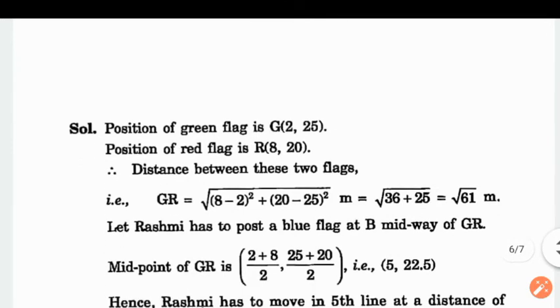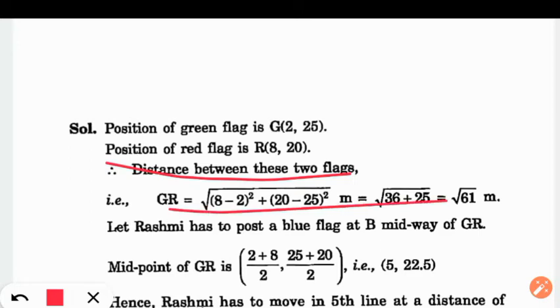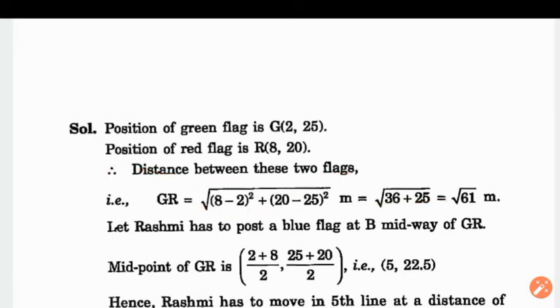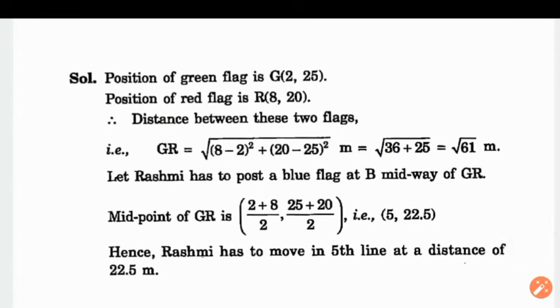So the position of green flag, 2, 25, already discussed. The position of red flag, 8, 10, I have already told you. So the distance between the two flags, meaning the distance between them, by using the distance formula, gives you this.